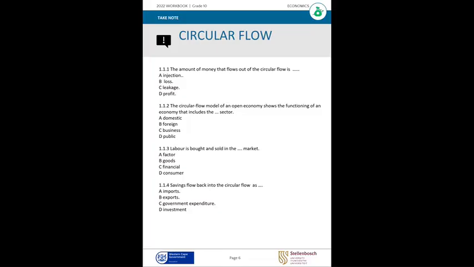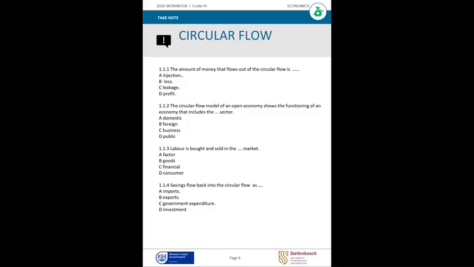Let's look at it again. The amount of money that flows out of the circular flow is what? So now I must see in that statement, what is my clue? Here they're talking about money leaving the flow, right? They're saying amount of money that flows out of. So it is money that is leaving the circular flow, right? It's not money that's coming in, it is money that is leaving.